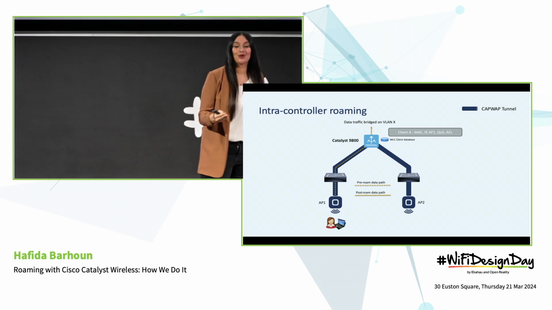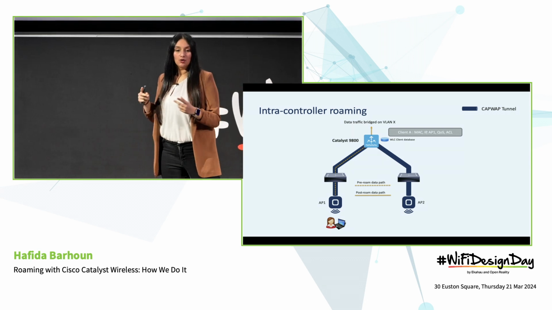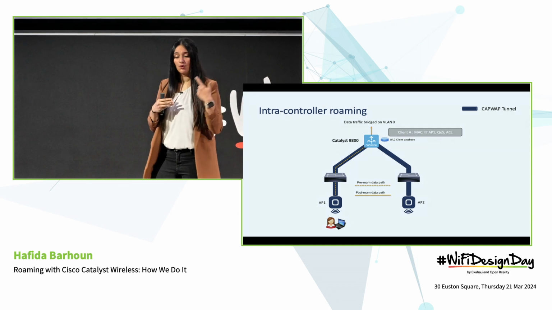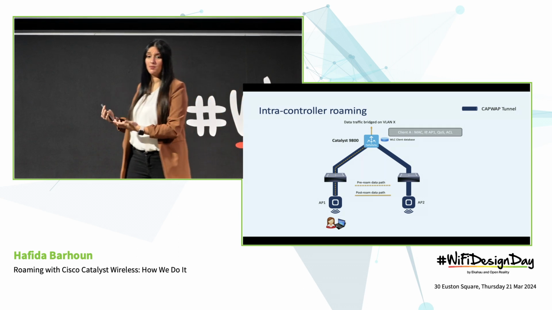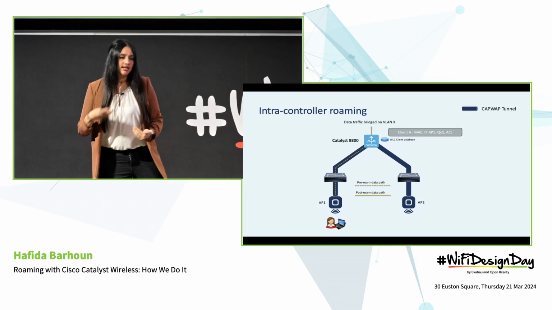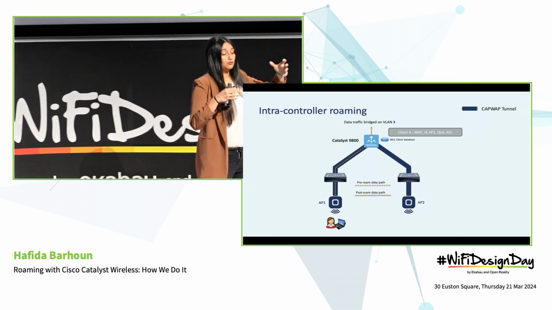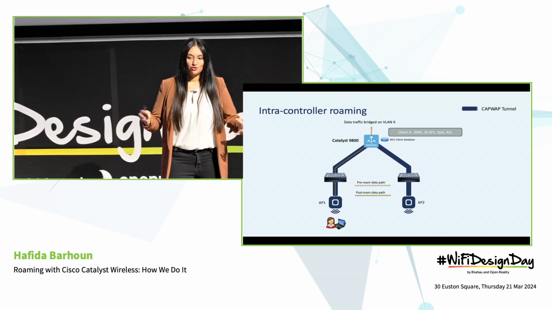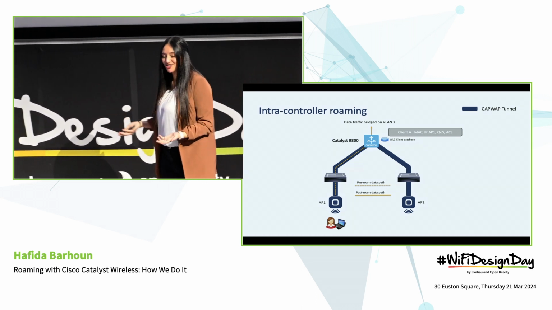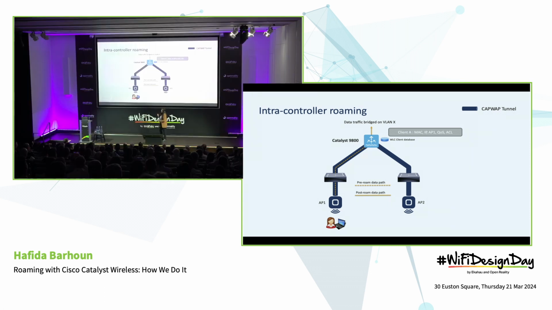So inter-controller roaming happens when we roam from one AP managed by one 9800 controller to another AP managed by a different 9800 controller. In this presentation, we won't talk about roaming that happens between two APs managed by two different controllers from two Cisco generations, for example, a C9800 controller and the 5520. So intra-controller roaming, first type of roaming.